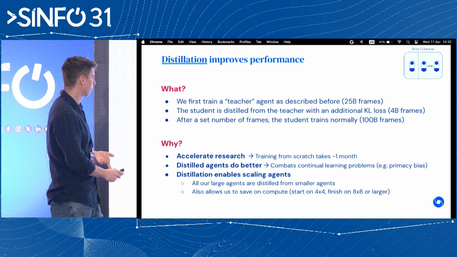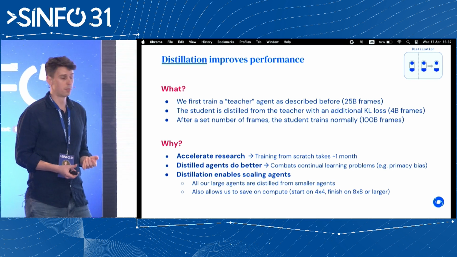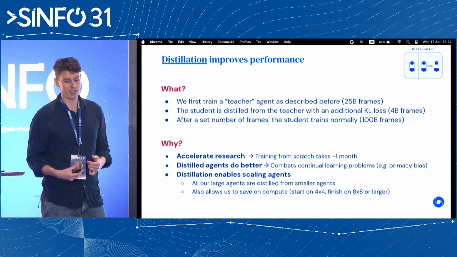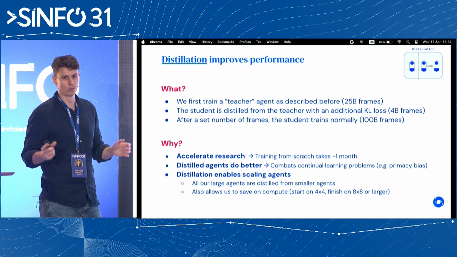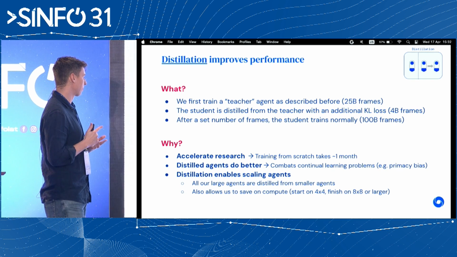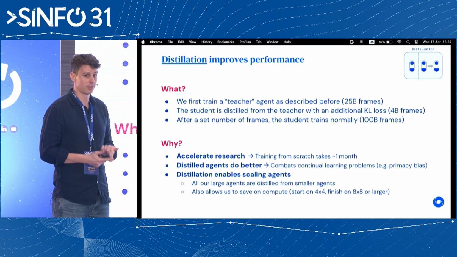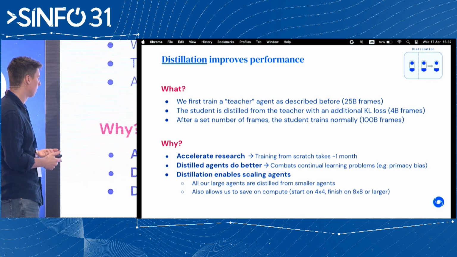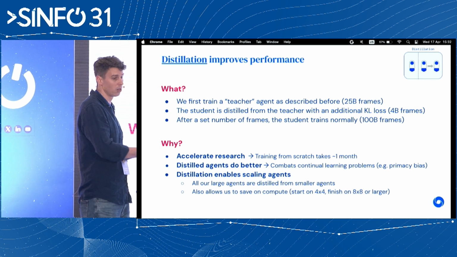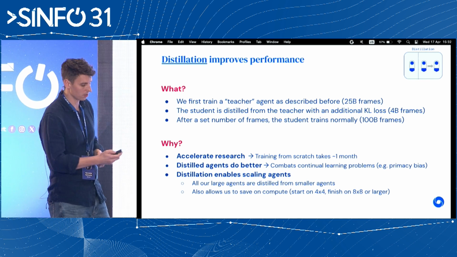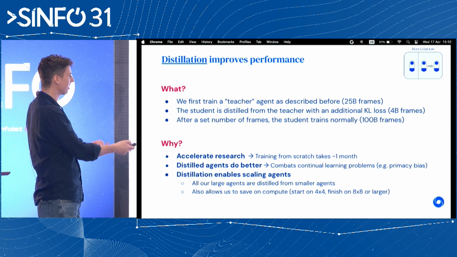There are 3 reasons. This accelerates research because we get to iterate much faster, as this 4 billion is just a fraction of the total budget. Then the student agents actually get to be better than the teachers. And finally, this enables scaling because we can then use smaller models to kickstart larger models. So what does this mean actually?